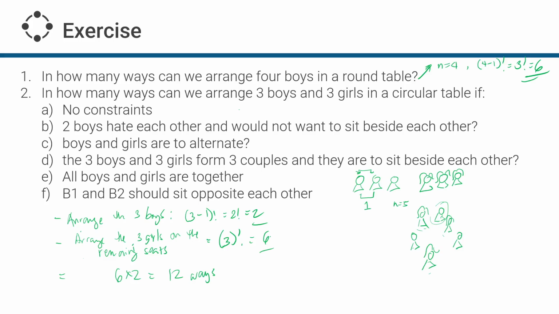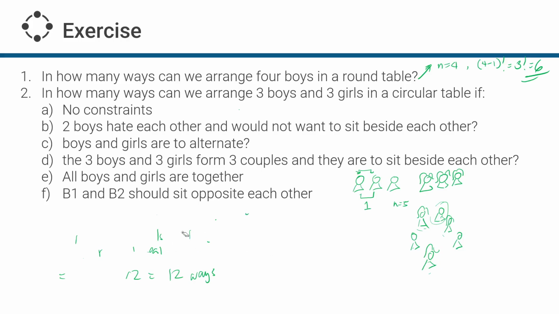Letter D. The 3 boys and 3 girls form 3 couples, and each couple is to sit beside each other. I think this one is quite a little bit easier, because what we're going to do is, let's erase this. For each couple, we're going to use them as one block.